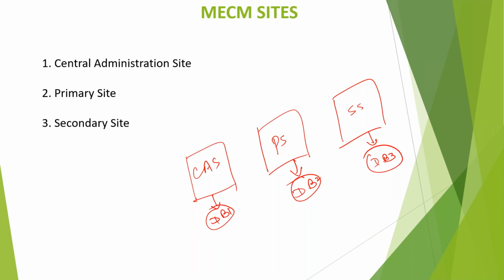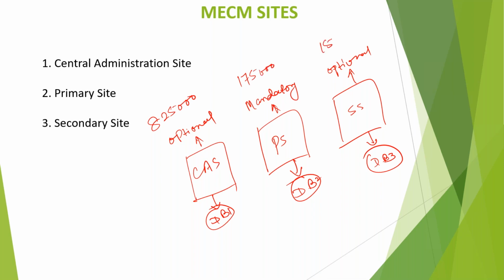Now, central administration site is an optional site. Primary site is a mandatory site, and secondary is an optional site, right? Now, how many devices can you have in one central administration site hierarchy? The maximum limit is 825,000 devices. In a primary site, the maximum limit is 175,000 devices. In a secondary site, you can have a maximum of 15,000 devices. So you see, it's a big number, right?